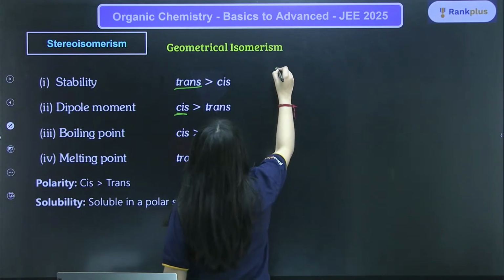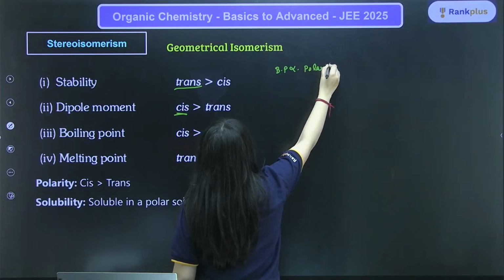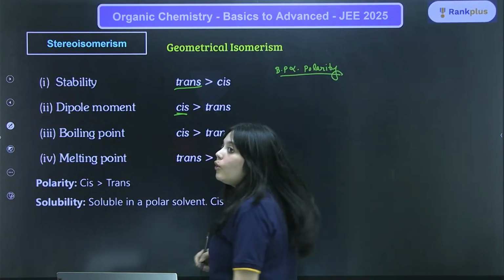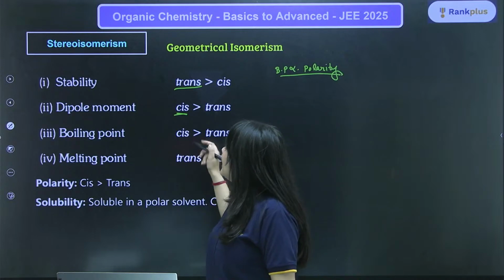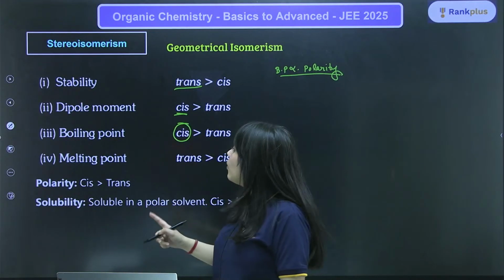Understand, boiling point is dependent upon your polarity. Very, very important. The more polar the molecule, the higher the boiling point. So among these, cis is more polar. So hence cis will have the higher boiling point.